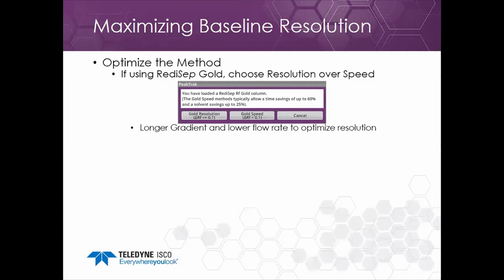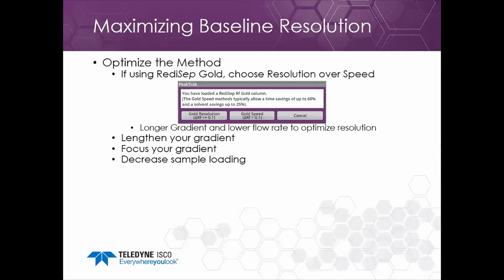the system. It's going to know that you've loaded a Gold column, and you can choose to do a resolution or speed method. If you need the added resolution, we have lowered the flow rate of that, and we have a longer gradient in order to optimize the resolution of the separation. So other ways we can enhance it just from any general method or from the resolution method, we can lengthen the gradient further.